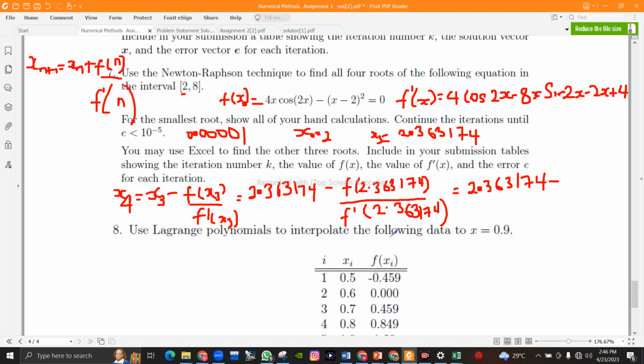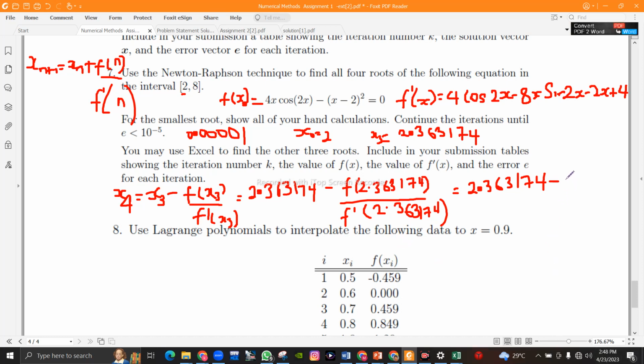First shift answer equals 2 shift answer minus bracket 4 minus bracket shift answer minus 2 close bracket all square close bracket divided by bracket 4 cos 2 shift answer 2 shift answer 2 shift answer minus 8 shift answer sine 2 shift answer minus 2 shift answer plus 4. So the answer is 2.7. That's too low.